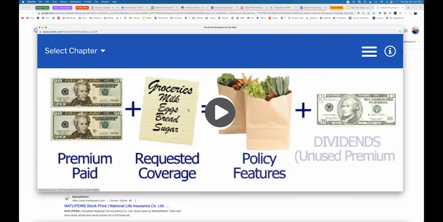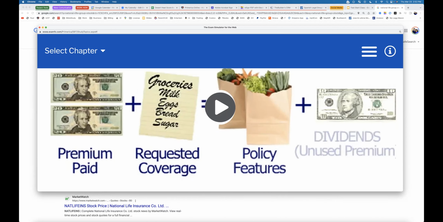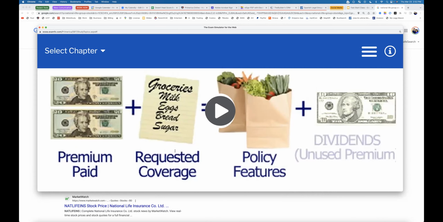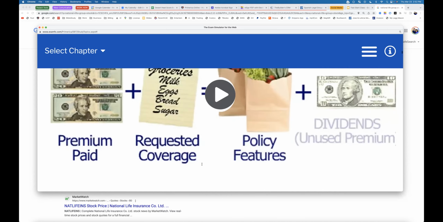With a mutual company, you pay the premiums, request coverage, policy features, and it gives you dividends because dividends are unused premiums. So they basically refund you your money and they call it dividends. They should call it a refund of premiums, but they call it dividends, but it's not really dividends. It's just a refund of your premiums.